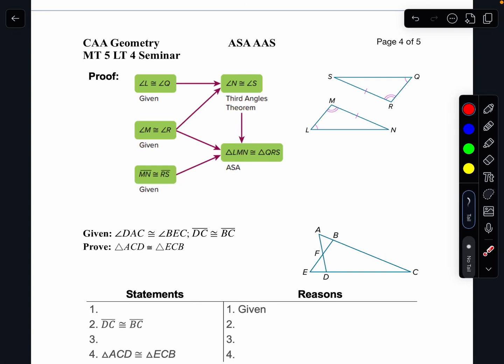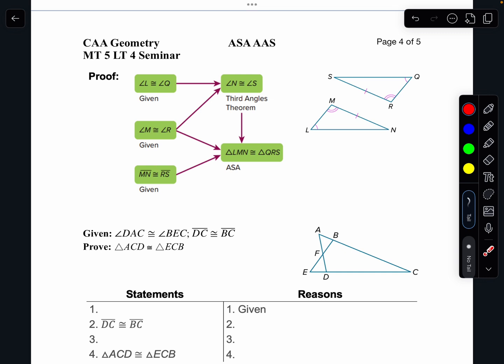For why the angle-side-angle theorem works, since it's a theorem, we can prove it. First off, we know angle L is congruent to angle Q because we're given that. We're given angle M is congruent to angle R, and we're given MN is congruent to RS.